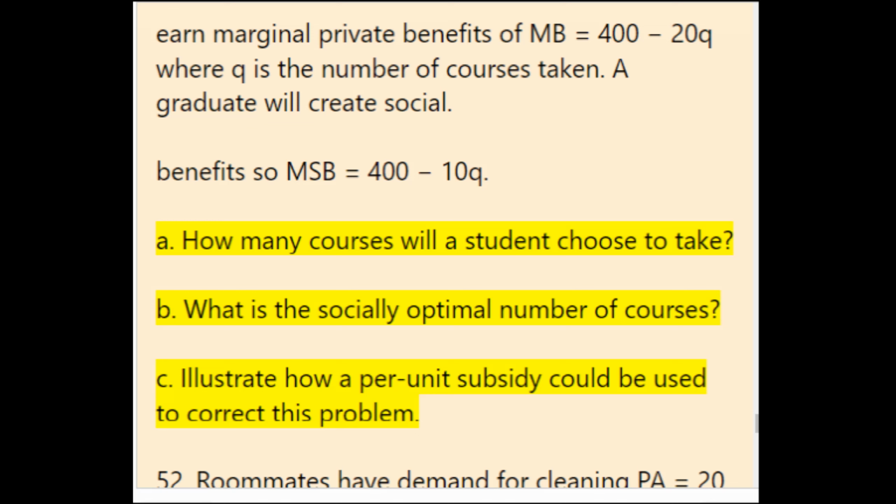A. How many courses will a student choose to take? B. What is the socially optimal number of courses? C. Illustrate how a per unit subsidy could be used to correct this problem.